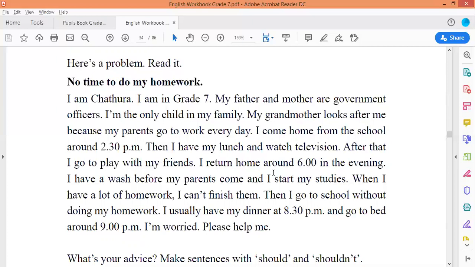I have a wash before my parents come and I start my studies. When I have a lot of homework, I can't finish them. Then I go to school without doing my homework. I usually have my dinner at 8:30 p.m. and go to bed around 9 p.m. I'm worried. Please help me. Now, what are the problems did you notice?